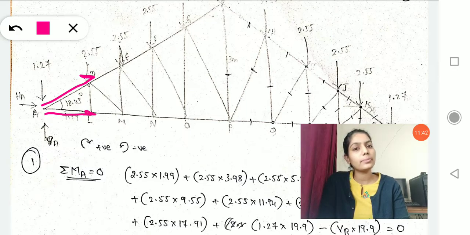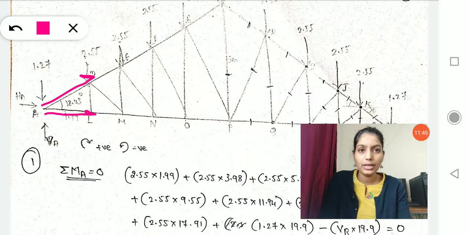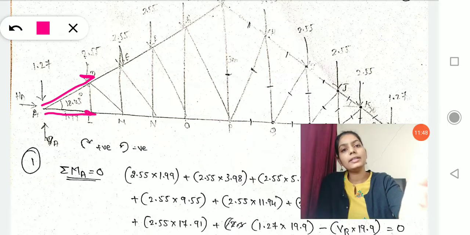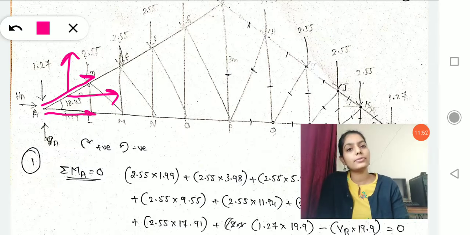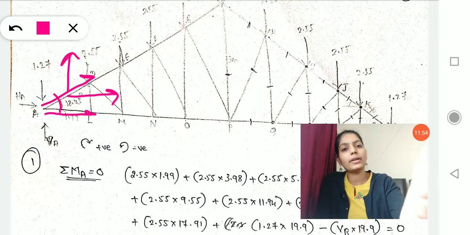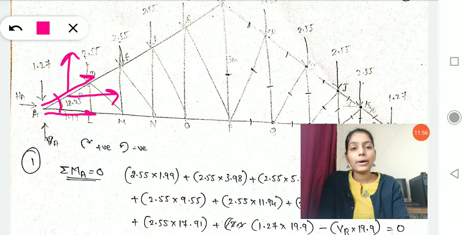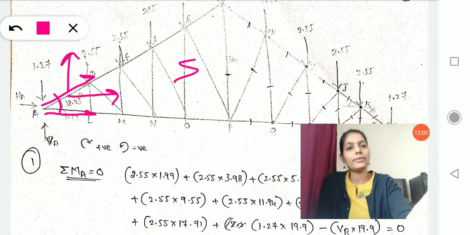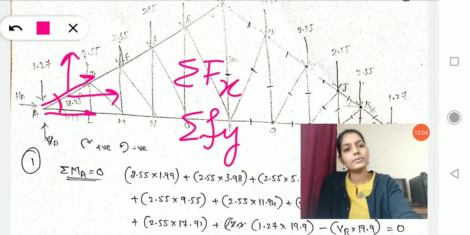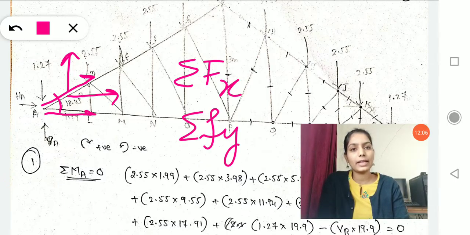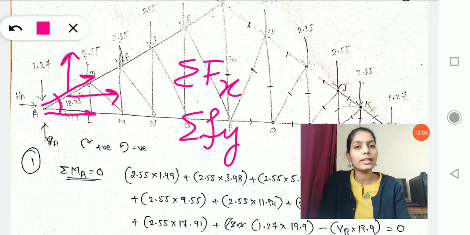One in the perpendicular or vertical direction, one in the horizontal direction. How do we do that? See here, like this. This is the inclined force with the angle of 18.43 degrees. But an inclined force we cannot analyze with summation of Fx and summation of Fy. So I have resolved my inclined force into horizontal and perpendicular directions, right?